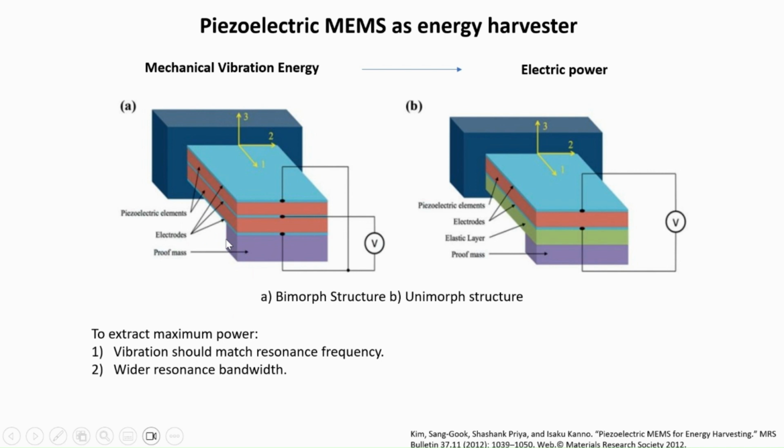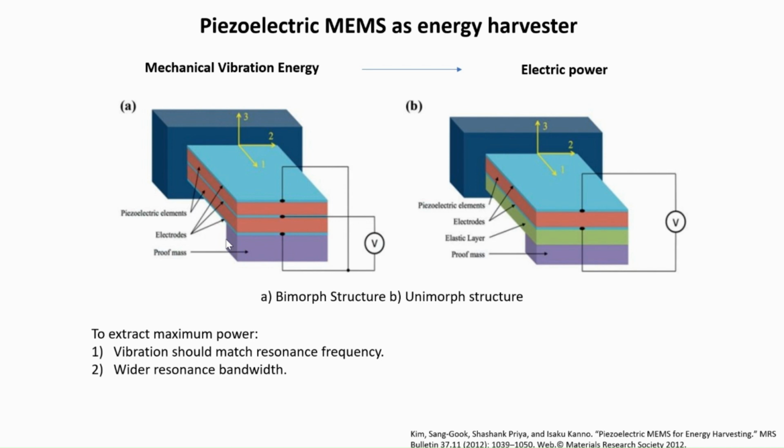Since the environment has a lot of frequencies, the idea is to extract maximum power from the environment. You need to build many devices and put them in a stack. Ultimately, you got the idea, right? You are putting many devices for all those resonant frequencies from the environment, catching as much power as possible and converting it into electricity. So those are the two main things to extract maximum power: your vibration frequency should match the resonant frequency, and you should have a wider resonance bandwidth.